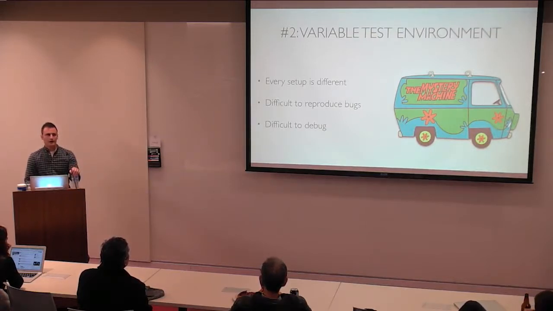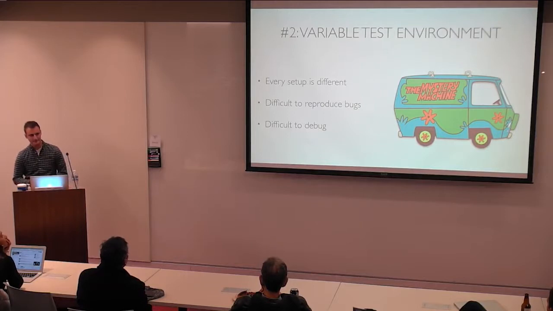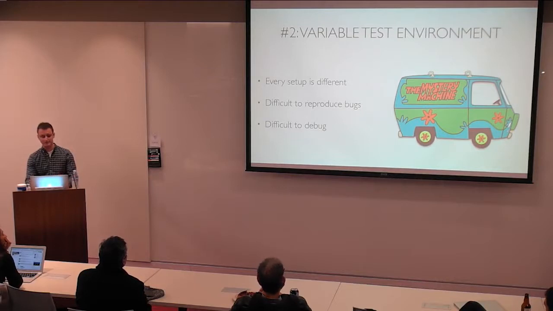Number 2 is we had a variable test environment. So every setup could be drastically different. The hardware that they're running that VM on could be totally different. It could be a different OS. It could be different software running on that device. Their network configuration could be totally different. So it was a total mystery to us. And that makes it difficult to reproduce bugs. And of course, that means it's difficult to debug issues and figure out what's going on.